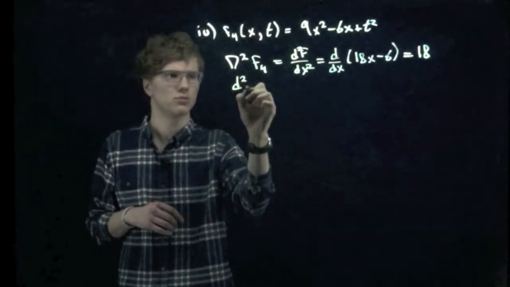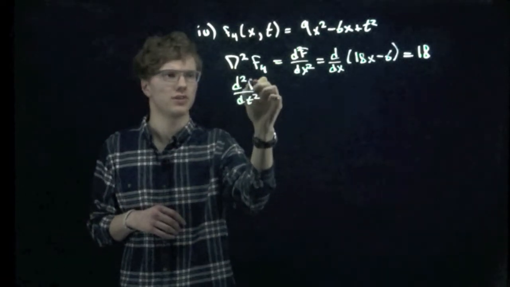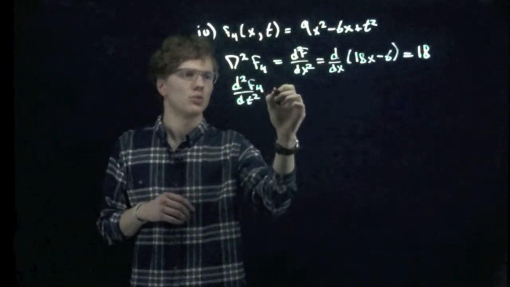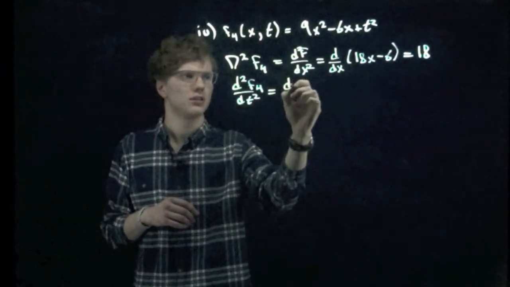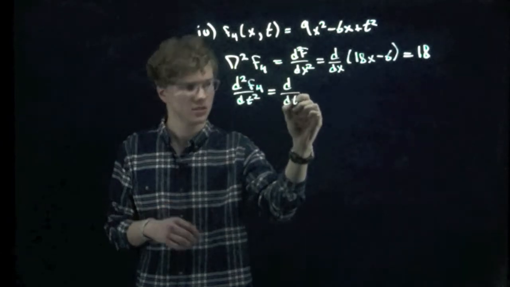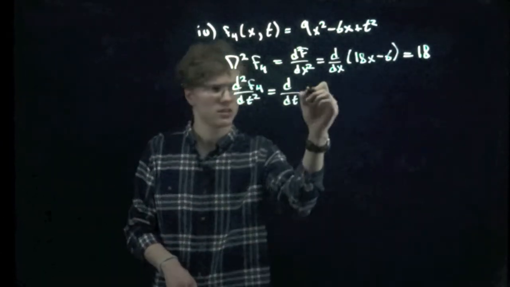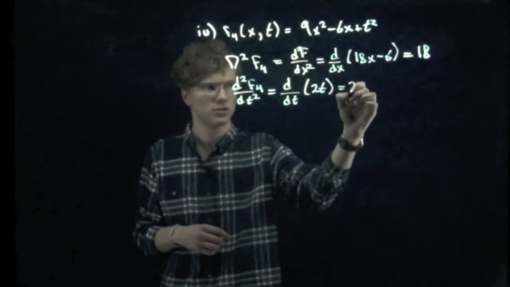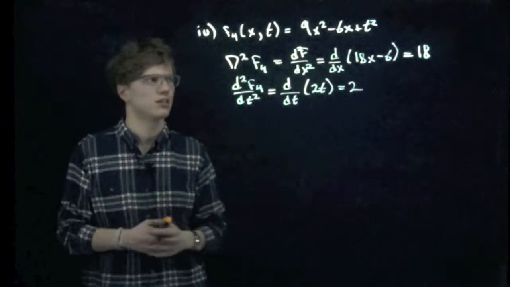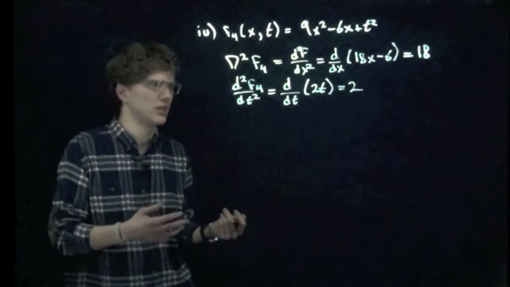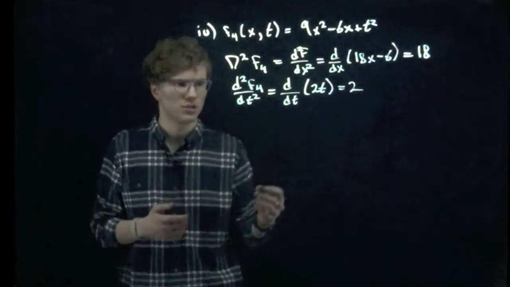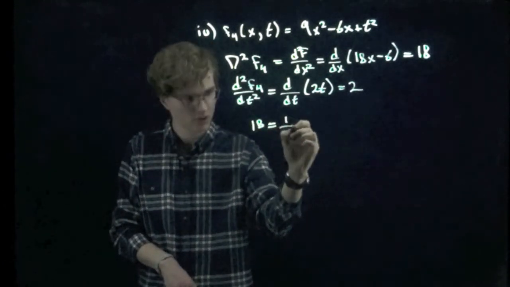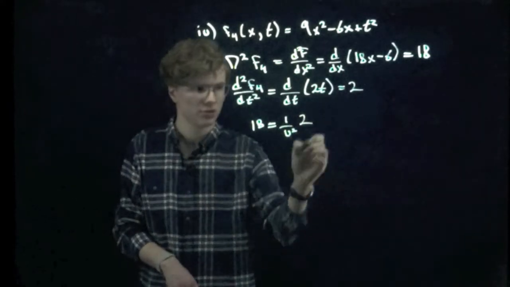Now d squared dt squared of f4. So this is the second part of our wave equation, the right-hand side. And we're going to go with d dt of 2t, which is obviously equal to 2. So it's pretty easy to see that these can be related by a constant because they're constants themselves. So let's plug it into the wave equation. We're going to get 18 is equal to 1 over v squared times 2.